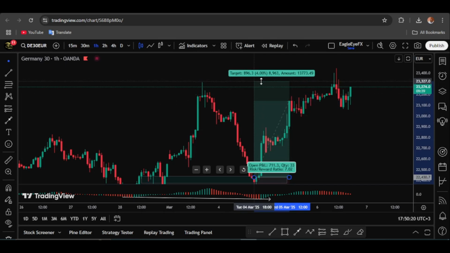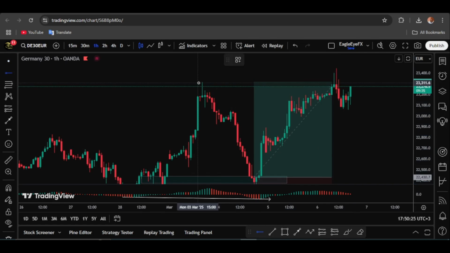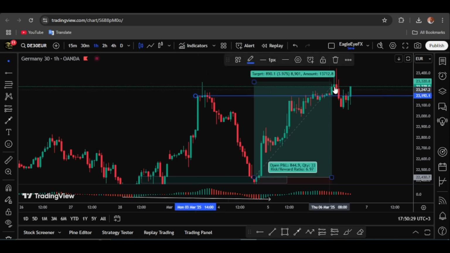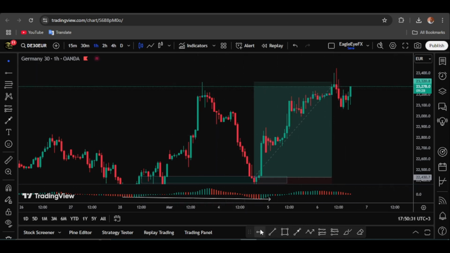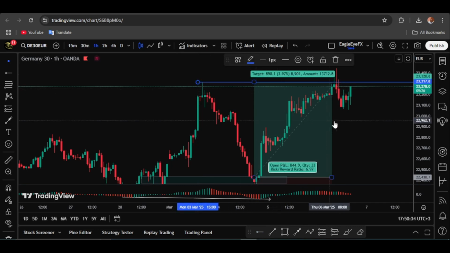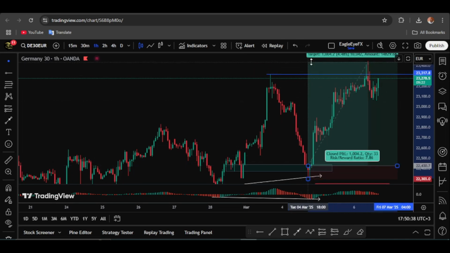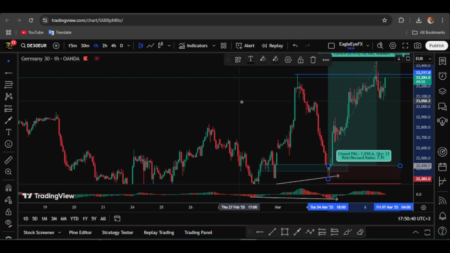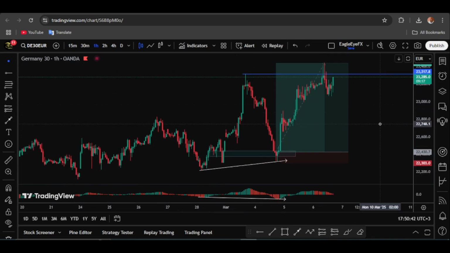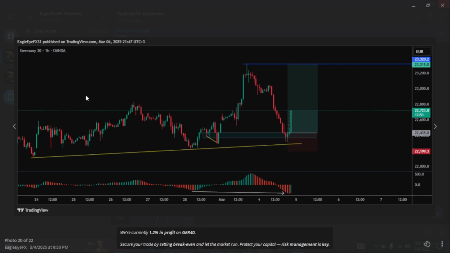Then we are looking for our take profit to this high over here. You can actually target the wick, or you can target the body. It all depends on you and how you decide to manage your trade. And you can see this one actually played out very well, around 7.91%. Massive trade.